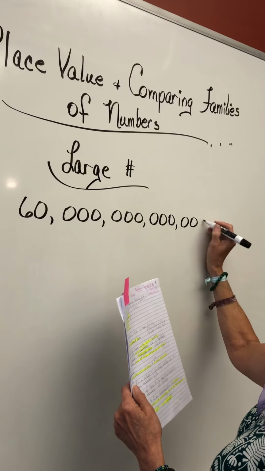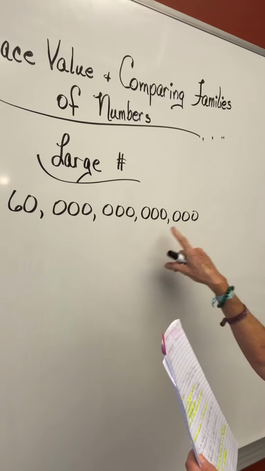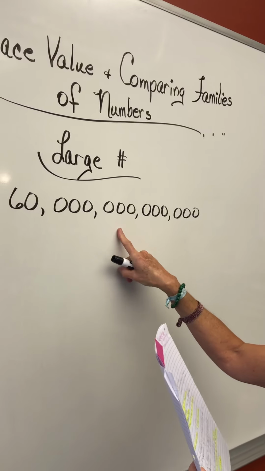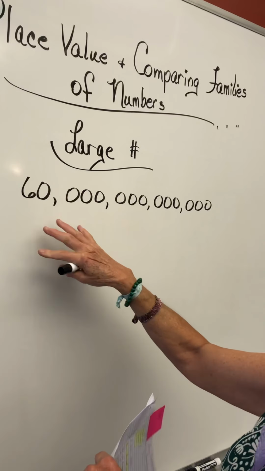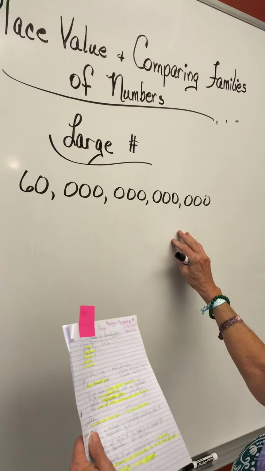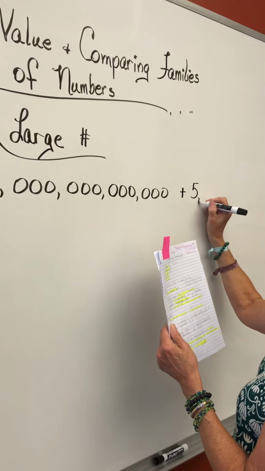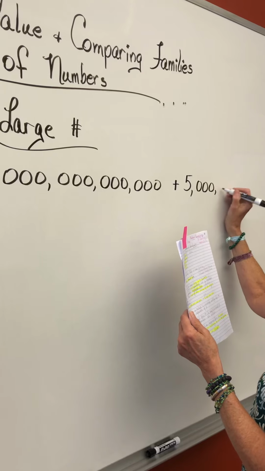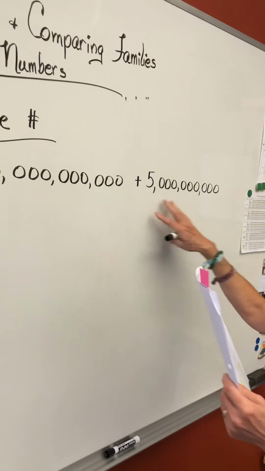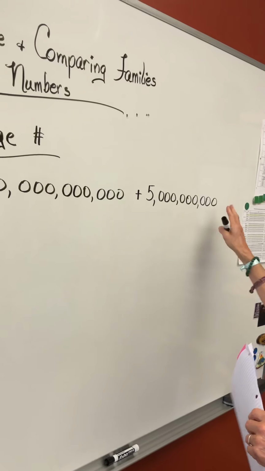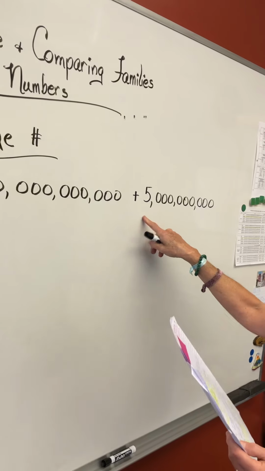I think I'm going one more. So let's look at this. We have simple family, right? We have the thousand. We have million family, billion, and this would be trillion. So this number, if we wanted to read it, was 60 trillion, all right? Let's say I'm going to add it to, all right, what is that? Can you figure that number out? Well, we have simple family again, thousands, million, billion. So we have 5 billion here.